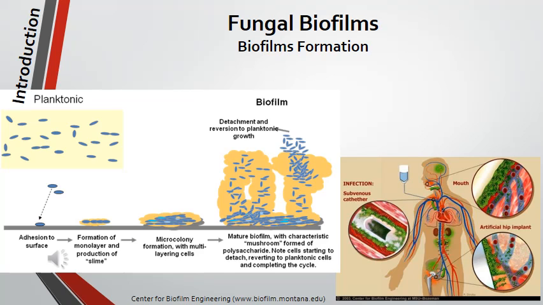As you can see in the image on the left, biofilms start growing as planktonic cells. Then they form a monolayer and subsequently a multilayer of cells until they get a mushroom form. As you can see, cells start to detach, reverting to planktonic cells and completing the cycle. These cells are spreading out on the surface and forming more biofilms.